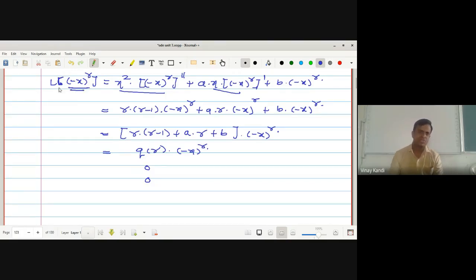Minus x raised to r satisfies L of y is equal to 0. So hence phi 1 of x is equal to minus x raised to r1 and phi 2 of x is minus x raised to r2, are the two solutions of the given differential equation.